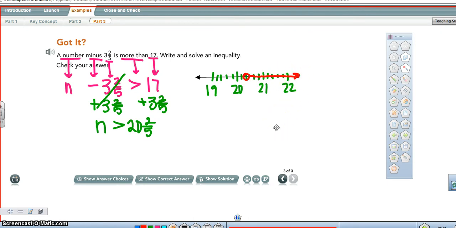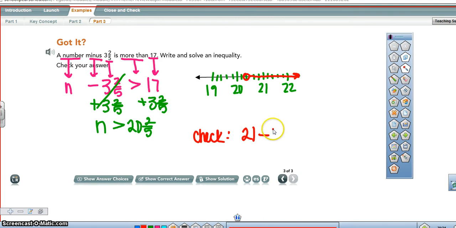Okay, so on this one, we really only have one thing to check. We don't need to check if it can be equal to 20 and 2/5 because our symbol indicates that it cannot. We only need to check to make sure if things can be greater than 20 and 2/5 and our inequality would be true. So I'll try like 21. It's a part of our shaded area. So let's check.